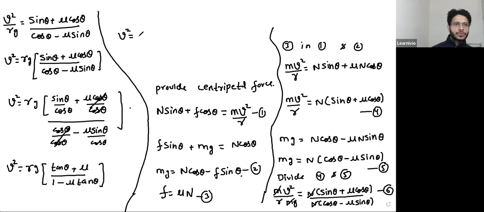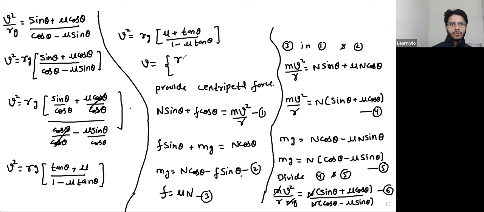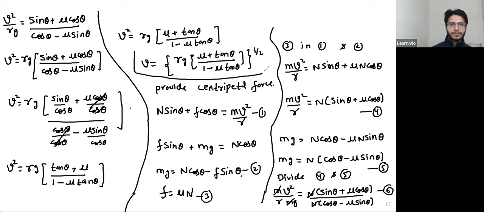So your v square is rg times mu plus tan theta by 1 minus mu tan theta. Or you can write your v as root over rg times mu plus tan theta by 1 minus mu tan theta, to the power half. So this is the safe limit. Is it clear?